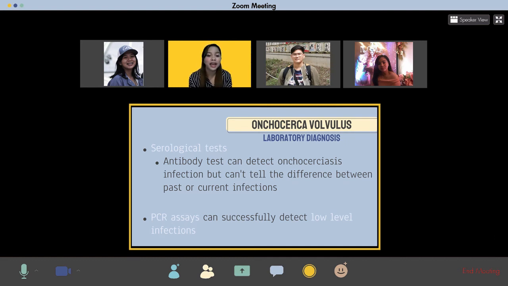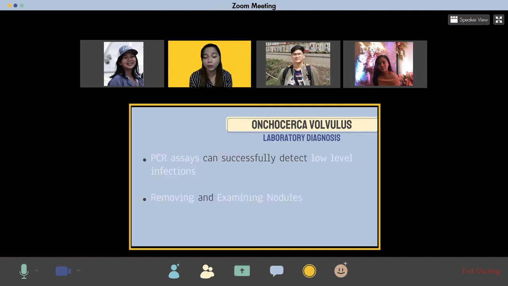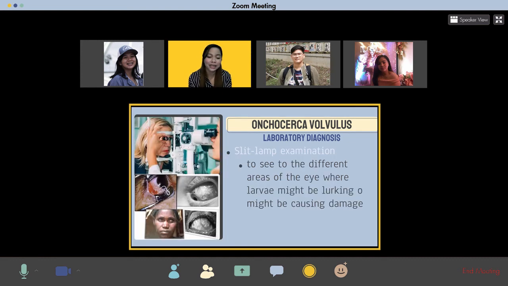Next is the PCR assay. It successfully detects low-level infection, and the PCR-based assay is significantly more sensitive than current methods and overcomes many deficiencies of parasitologic and serologic methodologies in diagnosing active onchocerciasis. The fourth one is removing and examining nodules. If nodules are under the skin, one or more can be surgically removed to see if adult worms are present. And lastly is the slit lamp examination.